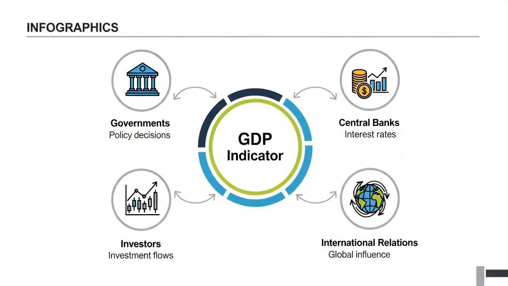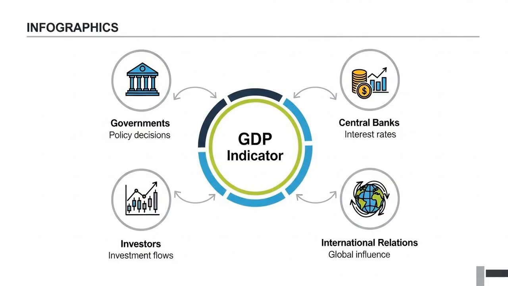Similarly, governments use GDP data to guide their spending and tax policies. During a recession, they might increase spending on infrastructure projects or cut taxes to boost the economy. Investors around the world follow GDP figures religiously. A country with a strong growing GDP is an attractive destination for foreign direct investment, as companies see a growing market and potential for higher profits.